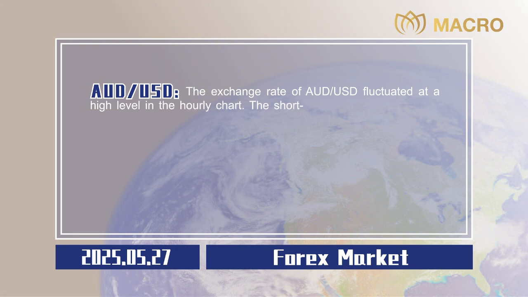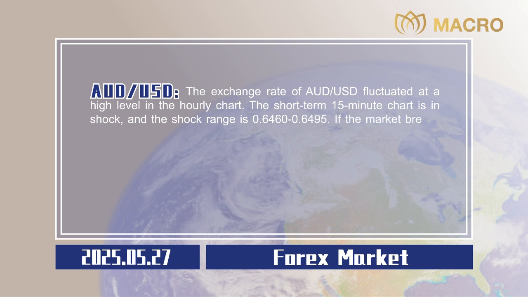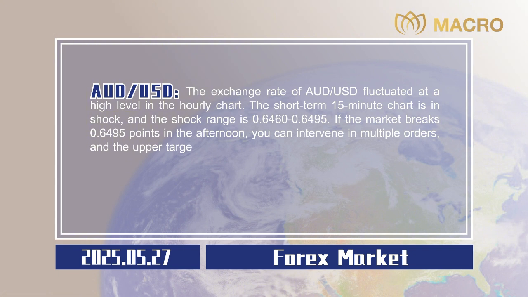The short-term 15-minute chart is in shock, and the shock range is 0.6460 to 0.6495. If the market breaks 0.6495 points in the afternoon, you can intervene in multiple orders, and the upper target can be seen at 0.6520 to 0.6560.